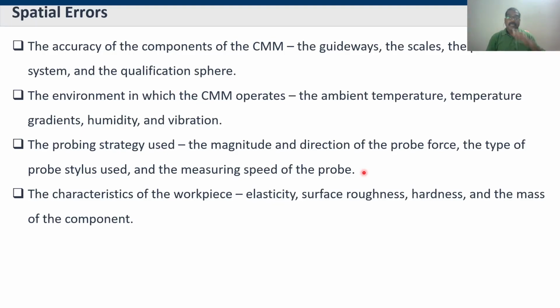Then that also will affect the measurement error and characteristics of the workpiece, like whether the workpiece or component which we are going to inspect has elasticity, surface roughness, hardness, mass of the component. All of these will affect your measurement error.